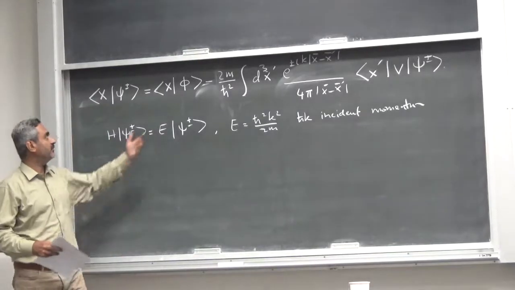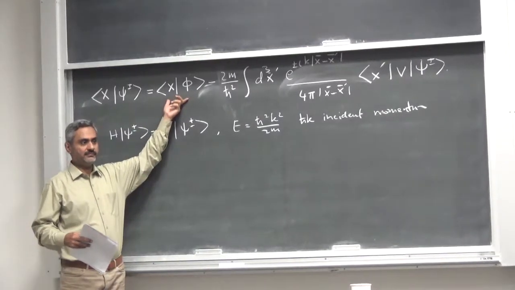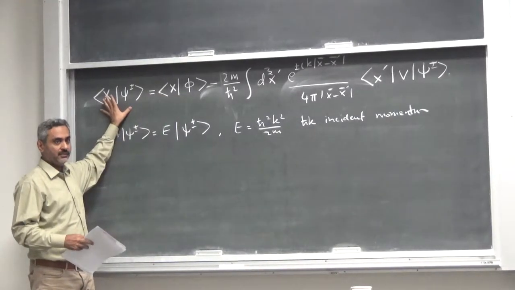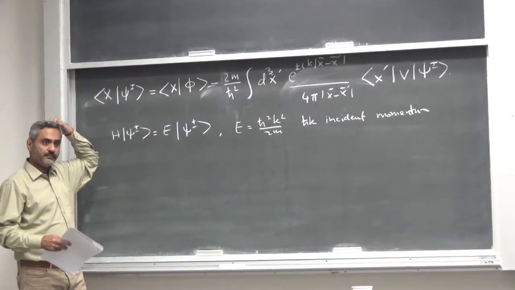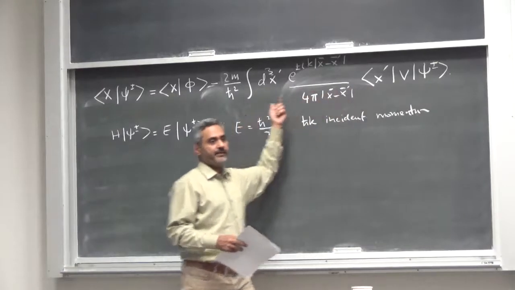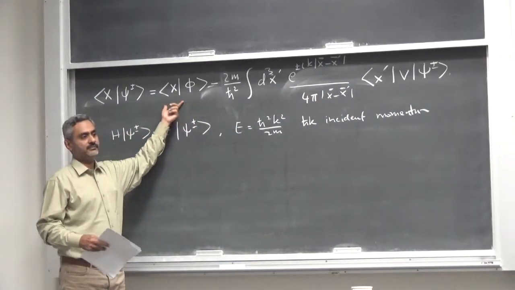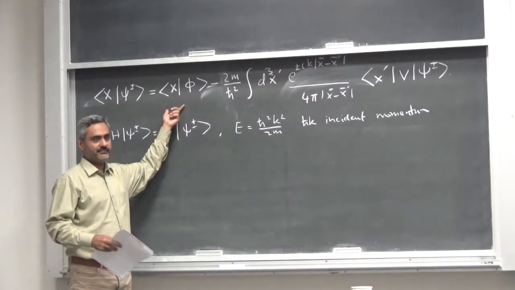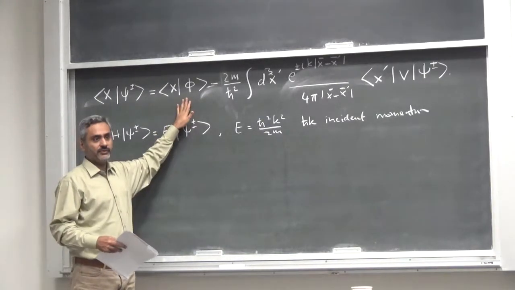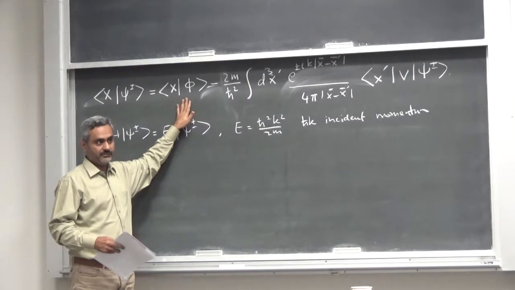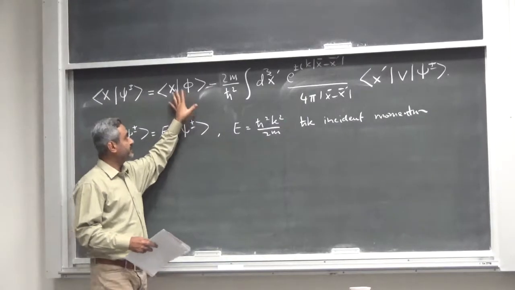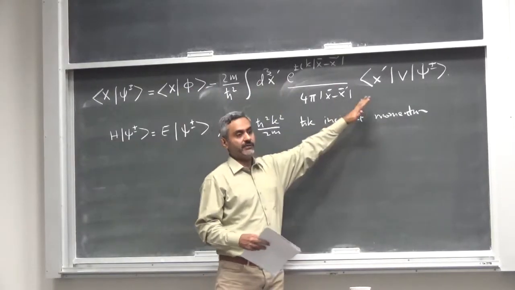Question: how do you know that this is the incident wave? This just comes in the solution of this equation, right? This is the incident wave because if you put V equal to 0, that's all that is left. So that must be the incident wave. If there is no scattering center, then this is the only wave that you have. So this is the incident wave, right? If this is the incident wave, then the effect of the scattering is all here.